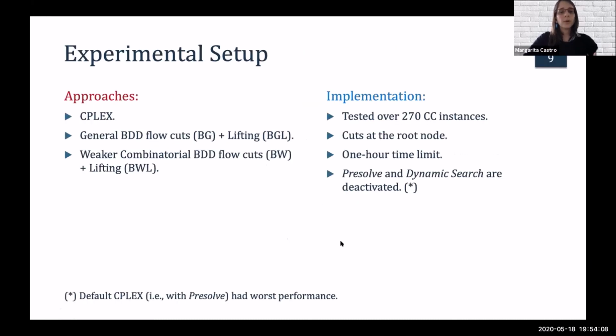In terms of experiments, we implemented everything over Cplex. We tested the second order cones, the general cuts with the lifting, and the weak combinatorial ones with and without the lifting. We tested over 270 chance constraints instances with cuts at the root node and a 1 hour time limit. We also deactivated presolve and dynamic search for all procedures, which was quite surprisingly good for Cplex. I don't know why, but that was the case.